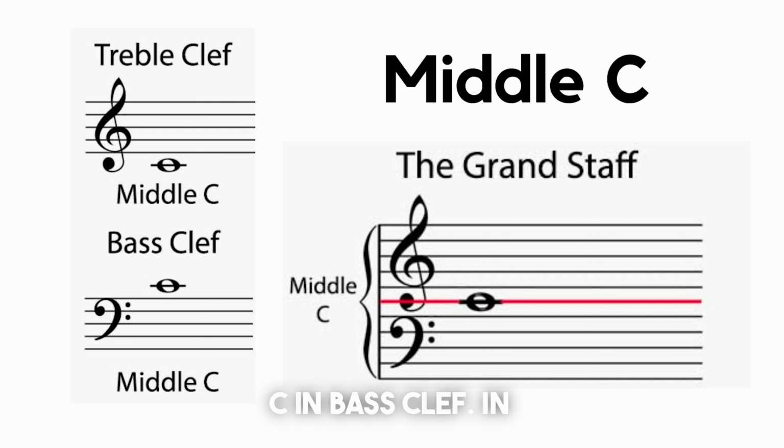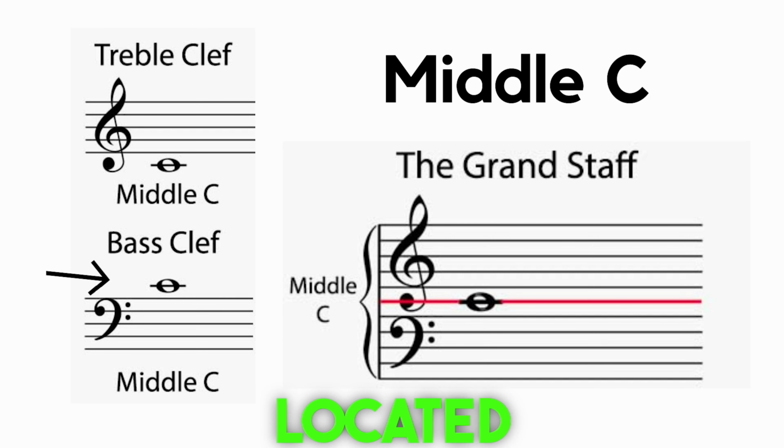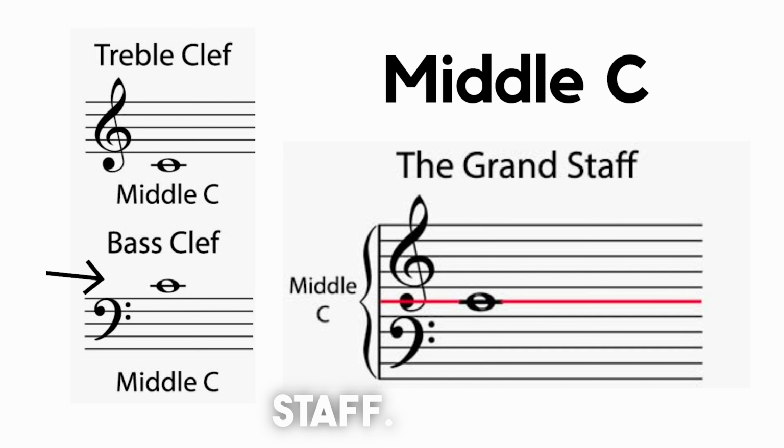It is a crucial note for beginners and serves as a bridge between the treble and bass clefs. Middle C in bass clef. In the bass clef, middle C is located on the first ledger line above the staff. It is still represented by the note name C. In the bass clef, middle C is positioned just above the 5 staff lines and the ledger lines above them. On the piano keyboard, middle C is the same key as in the treble clef.